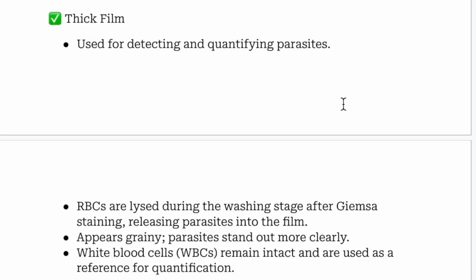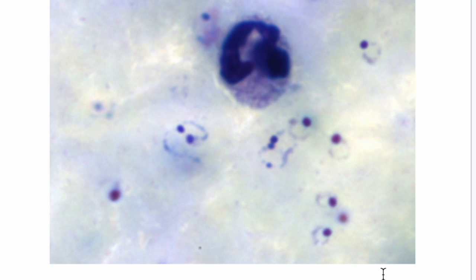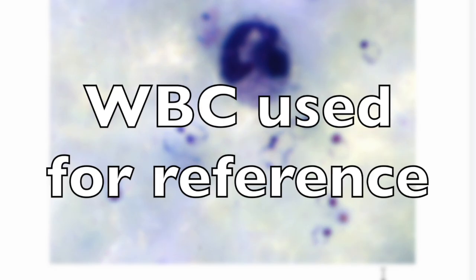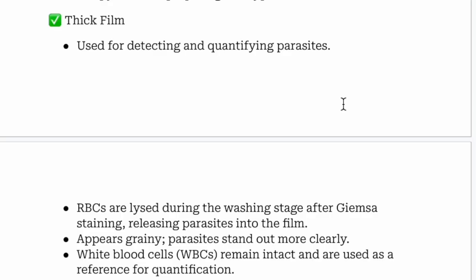So with the thick film, the aim is to actually lyse your red blood cells, and they lyse during the washing stage after Giemsa. Because you don't fix this film, you tend to get the lysis happening as soon as the red blood cells come in contact with water during the washing stage. The parasites will appear grainy. Your white blood cells are what you use to quantify against. Because you don't have the red blood cells, as they've burst, you will use the presence of the white blood cells as your benchmark for how many parasites you have in terms of reporting.